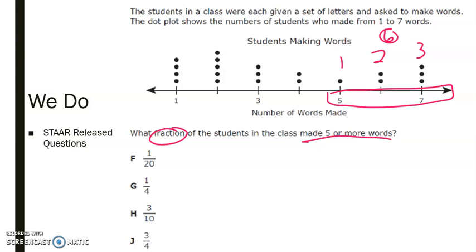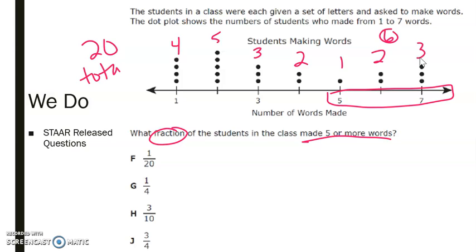Okay, now I want it in a fraction. So now I need to count out how many total students I had. So I have 4 here, I have 5 here, 3 here, and 2 here. So I'm going to count my total number of students. So 4 plus 5 is 9, plus 3 is 12, plus 2 is 14, plus 1 is 15, plus 2 is 17, plus 3 is 20. So I had 20 total students.